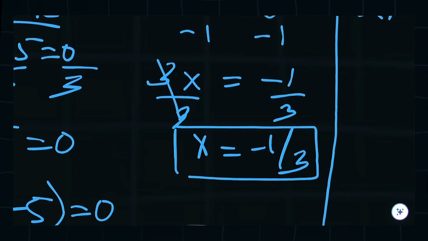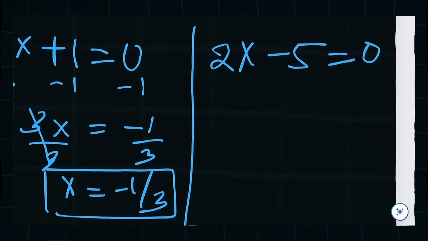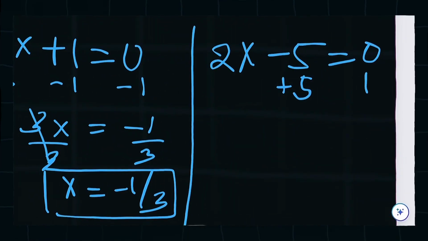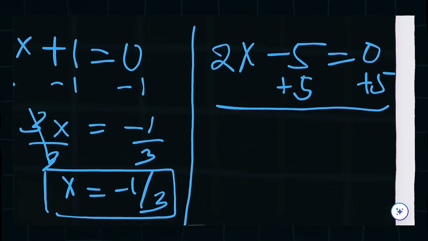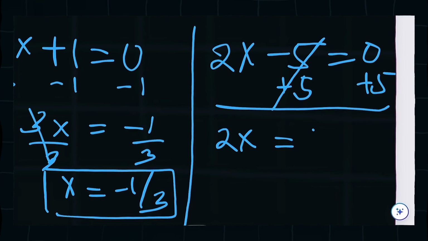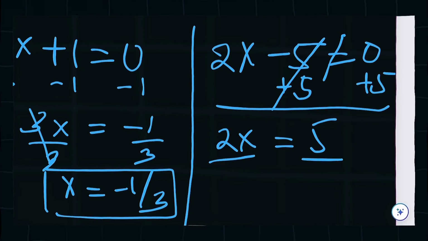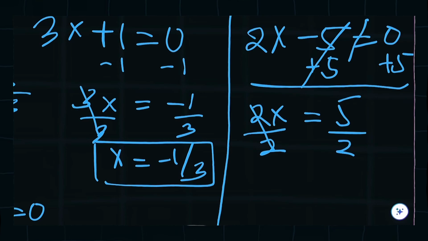Now we have to solve for the other root. We have to eliminate negative 5 by adding 5 to both sides of the equation, leaving us 2x equals 5. We isolate x by dividing both sides by 2. That will give us x equals 5 over 2.